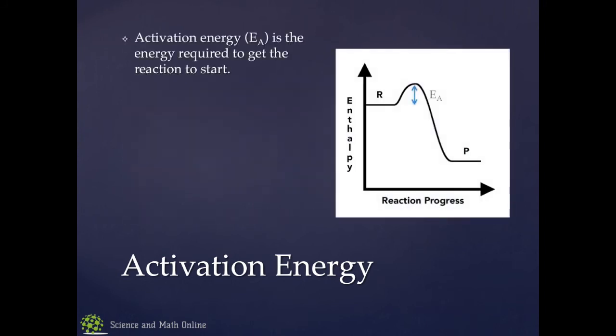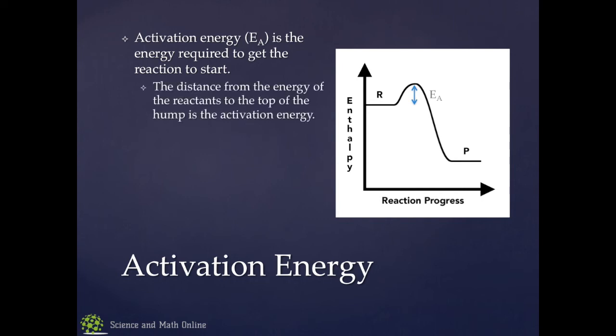So the activation energy, which is E sub A, is the energy required to get the reaction to start, like I just said. And it's the distance from the reactants to the top of the hump. So from here to here. That's your activation energy. It's not considered part of your delta H, because delta H is from here to here. So it's kind of like extra energy that's required.